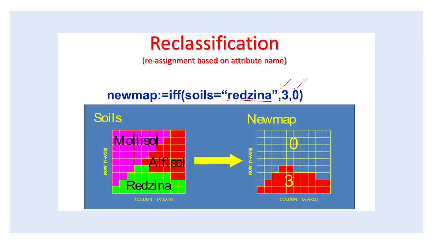So this is another type of classification that can be done. It's always based on the user requirement. Okay. And as I said, just because we generated this new map doesn't mean that we lost all the information regarding mollisol and alfisol. That's not the case. We do have that information, but in this new map, we don't need it. So we just removed it. That's all.